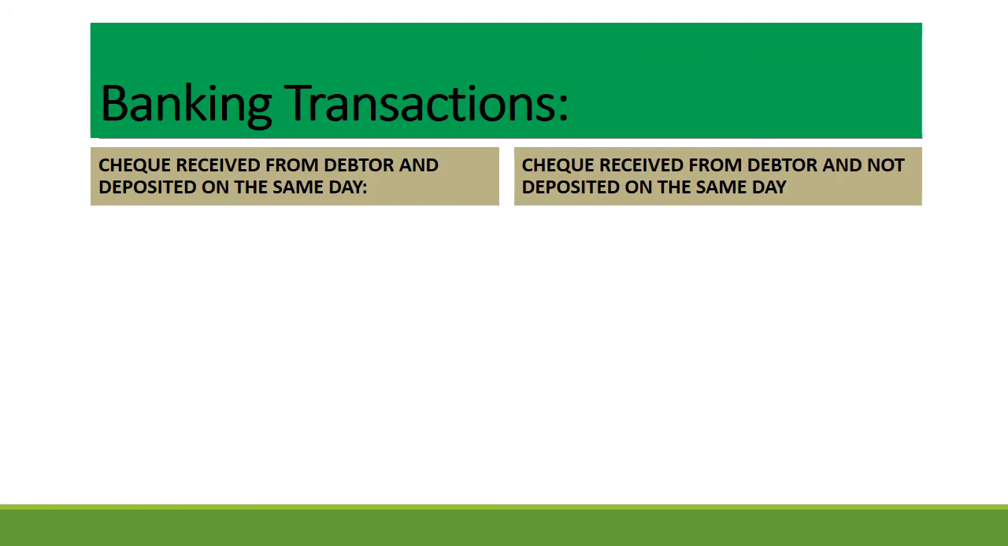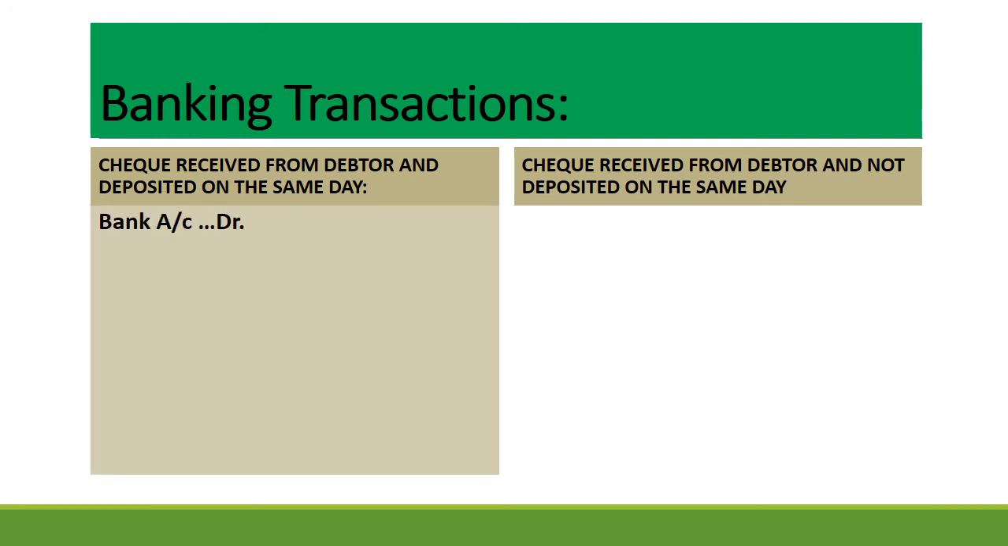Now, some important transactions related to the banking system in a business. First transaction is when a check is received from a debtor and deposited in the bank on the same day. When that check is deposited in the bank on the same day, it means your bank balance will increase. That's why bank must be debited and the giver, or we can say the debtor, must be credited. So entry for deposit of check on the same day is bank account debit to debtor's account.